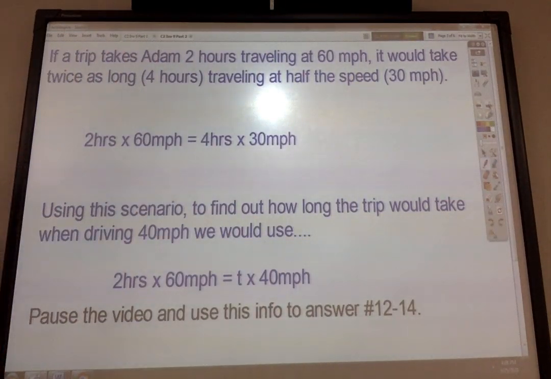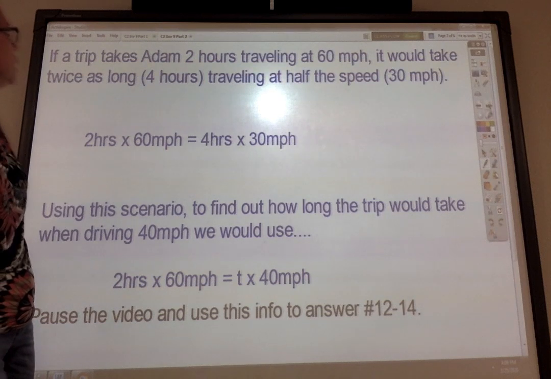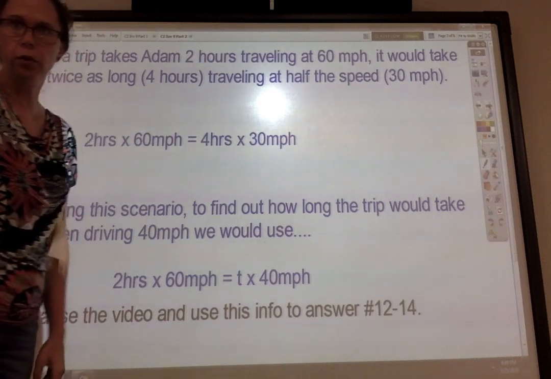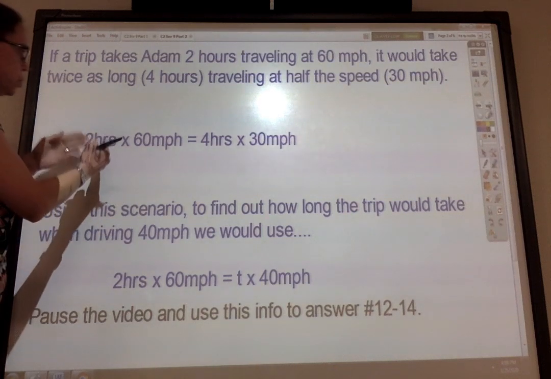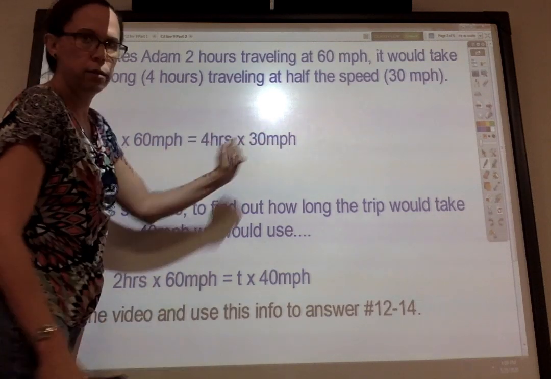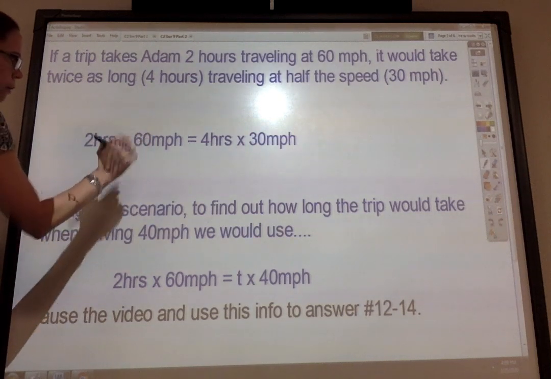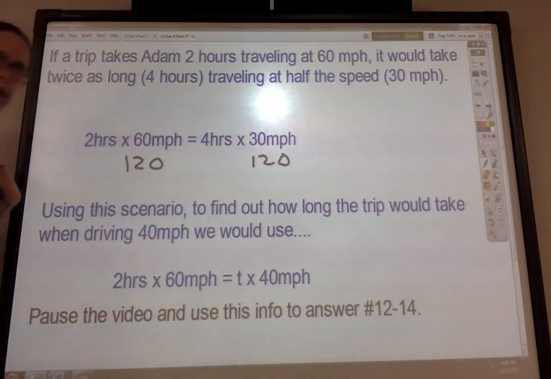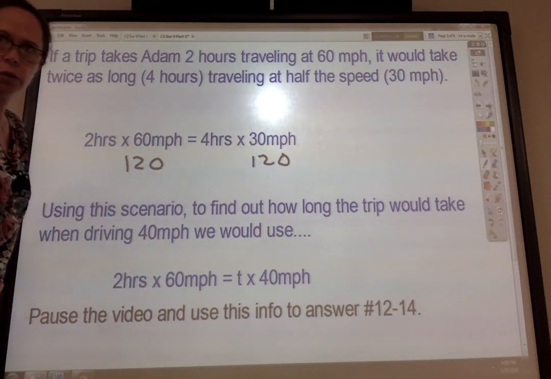So, if a trip takes Adam 2 hours when he's traveling at 60 miles per hour, it would take him twice as long, 4 hours, if he were traveling at half the speed of 30 miles an hour. Okay? So this is the relationship we're looking at here. If it takes us 2 hours and we're going 60 miles an hour, it's the same as traveling for 4 hours at 30 miles per hour. Okay? So if I multiply these together, I would get 120, right? If I multiply 4 times 30 together, I also get 120. Okay? These two are equal, but they are showing an inverse variation.